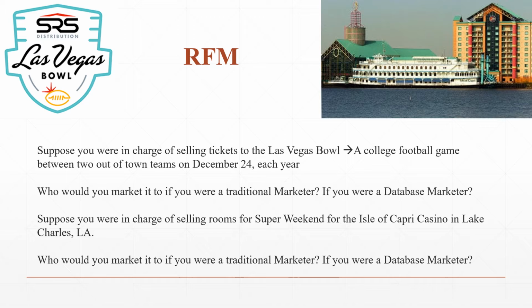Suppose instead that you were in charge of selling rooms for Super Bowl weekend for the Isle of Capri Casino in Lake Charles, Louisiana. How would you market this event if you were a traditional marketer? Well, you'd probably go to New Orleans and perhaps Baton Rouge, East Texas centers, and then probably the big cities in Texas, Houston, College Station, Austin and Dallas and do advertising on the local TV, radio, and newspapers.